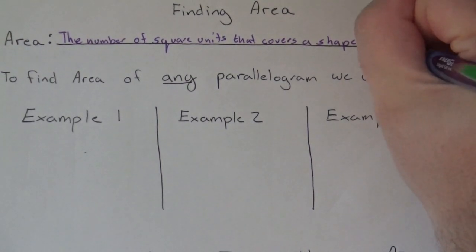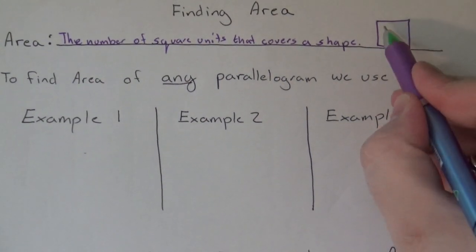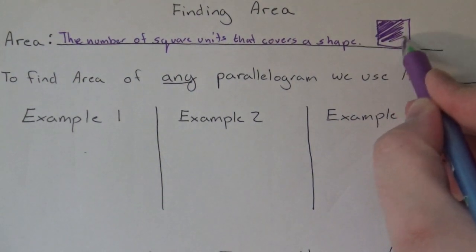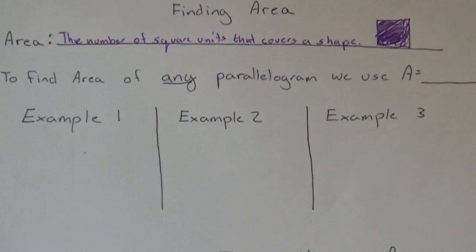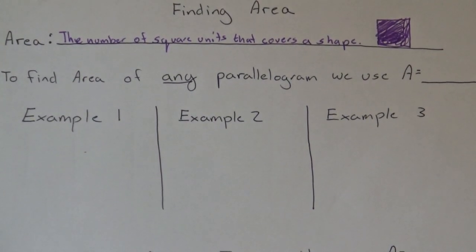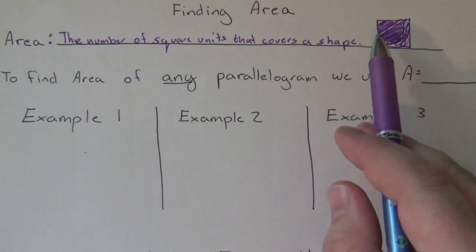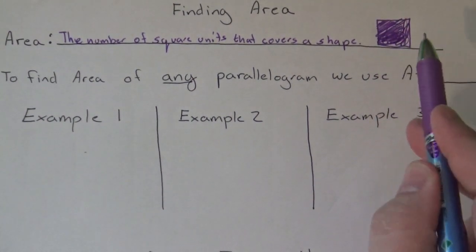If I have a shape, and I'm just going to use a square shape for example, the area is basically the space right here. It's this whole space that I'm covering in. That's kind of what I want you to realize it's about. Another good way of looking at it is you have a room and you put a carpet in there where the carpet covers the entire floor. That carpet represents your area. So this is the official way of saying it, but if you can just get the concept that the area is basically covering the space of the shape.